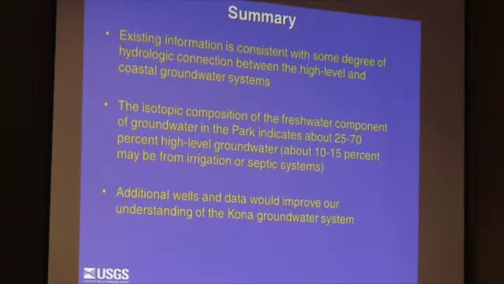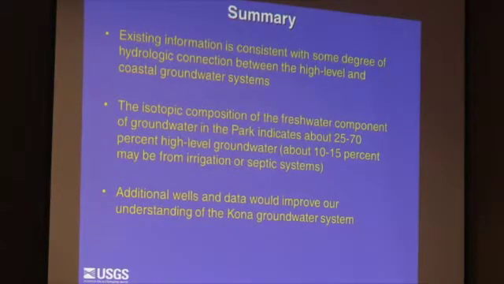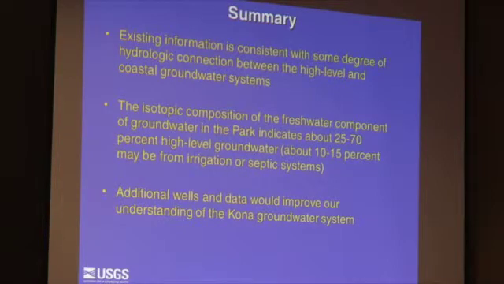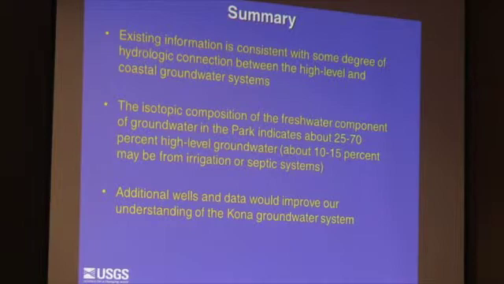So to summarize what we found, the available information is consistent with some degree of hydrologic connection between the high level and the coastal groundwater systems. The isotopic composition of the fresh water that we find in samples from the park indicates that about 25 to 70% of the fresh water is derived from the high level groundwater system, but maybe 10 to 15% of that may be derived from irrigation or septic systems. And finally, additional wells and data would definitely help us to improve our understanding of what's going on in Kona.